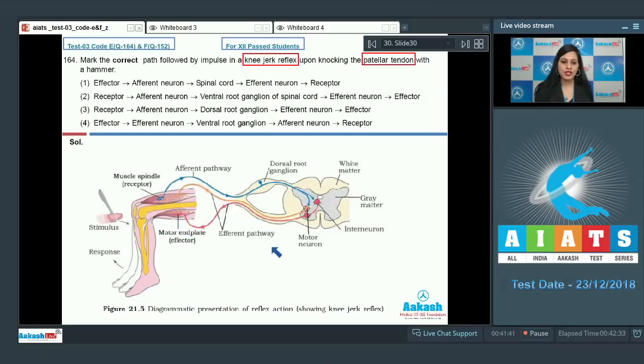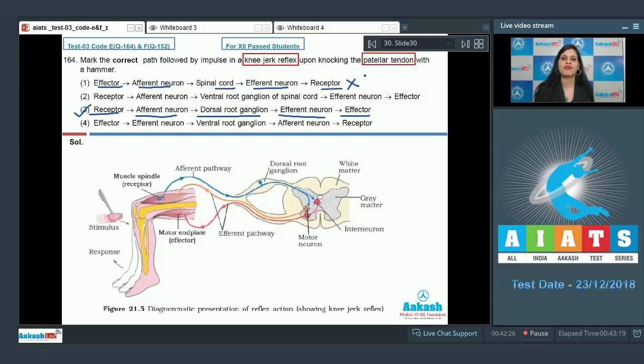So the correct representation of this entire knee-jerk reflex pathway is given in option number 3, that is the receptor, and the impulse through afferent neuron reaches the dorsal root ganglion of spinal cord, and through efferent neurons it reaches effector organs such as skeletal muscles, through which response is shown. Let's discuss the other options also. First option, that is effector, then afferent neuron, spinal cord, efferent neuron and receptor.